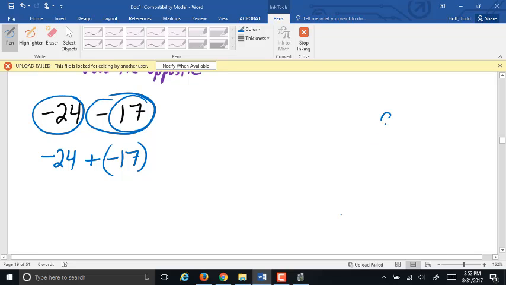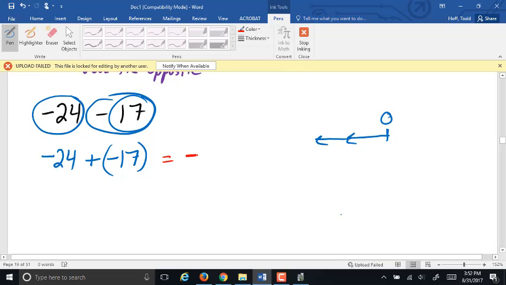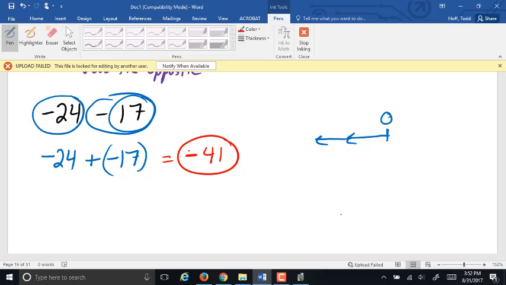And now that it's like that, we can do our picture. Negative 24 goes this way, negative 17 goes the same direction, so we end up on the negative side of 0. The vectors go the same direction, so we're combining them. 24 and 17 make 41. Does that make sense? Any questions?